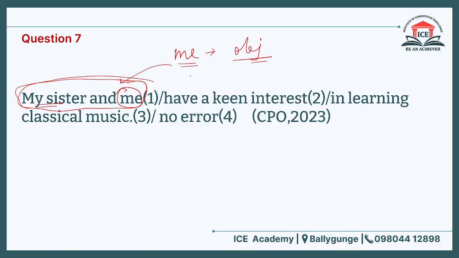I gave the example that "him is a good boy." It sounds absurd and it is wrong. Similarly, if I say "me is a good boy," that also seems absurd and wrong. Therefore, it should be replaced by: my sister and I have a keen interest in learning classical music. Okay?